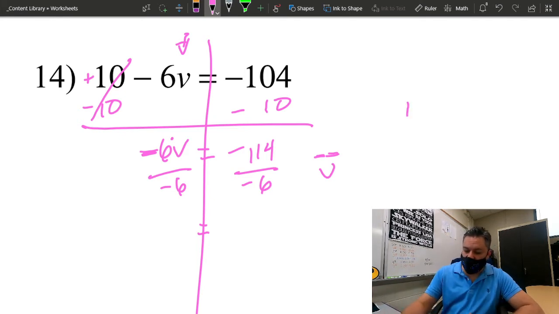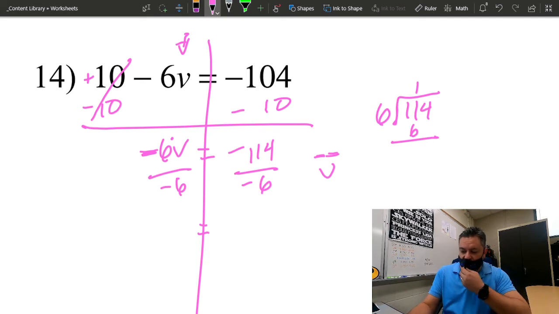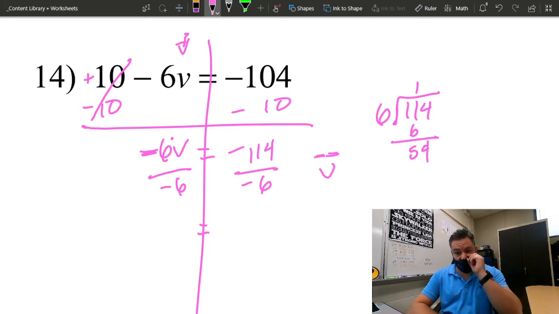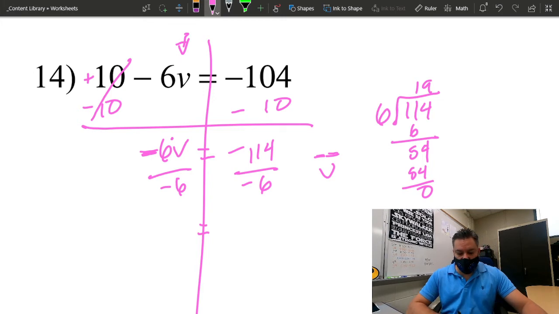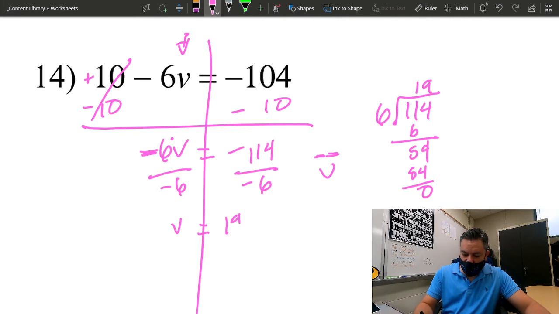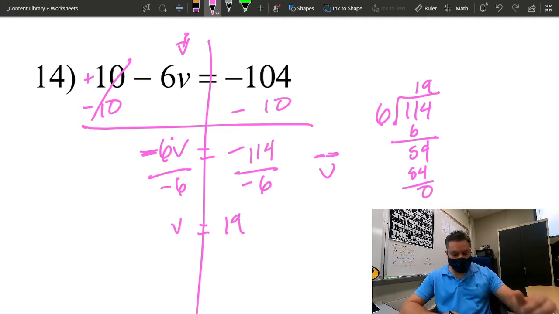Now, how many times does 6 go into 114? This goes one time. 11 minus 6 is 5. It goes into 54. How many times does 6 go into 54? 9. So my answer is going to be v equals 19. And we said it's positive, right?